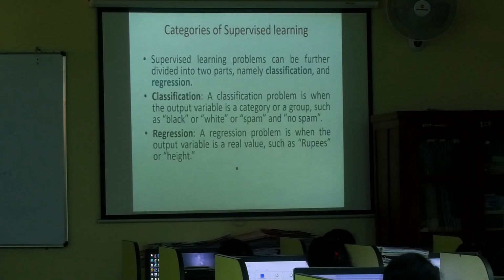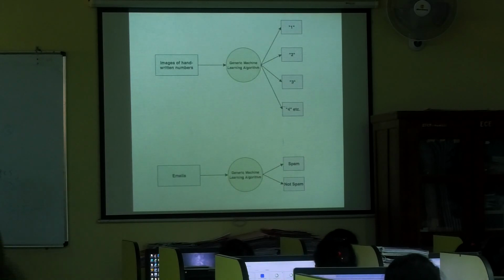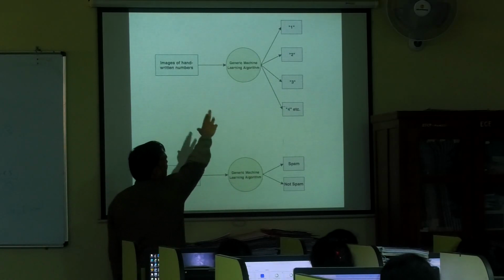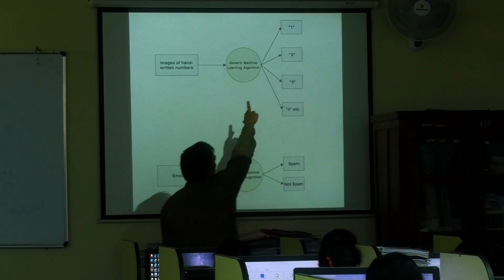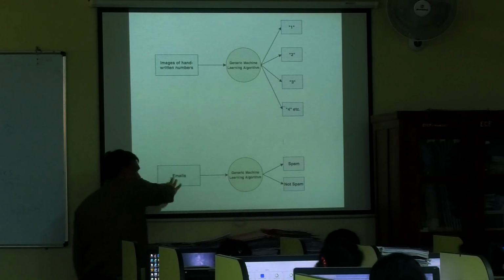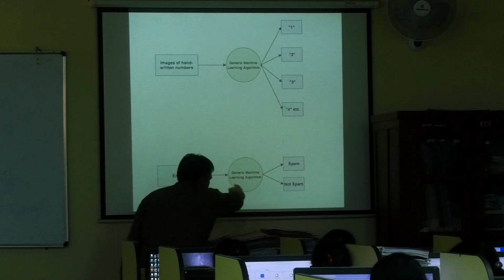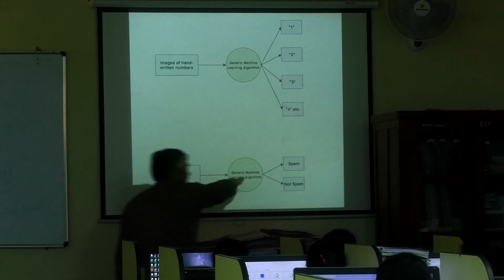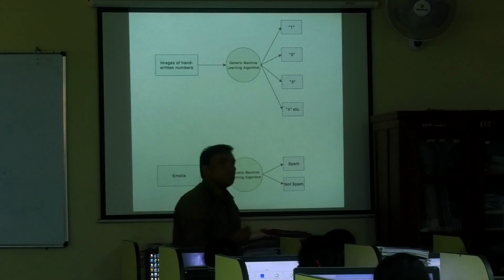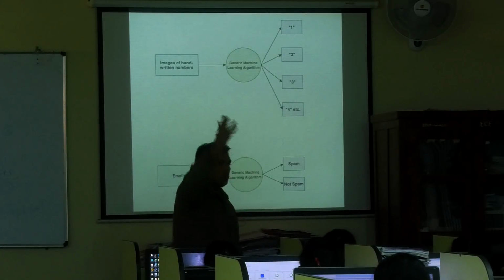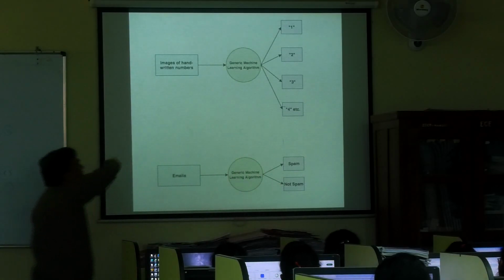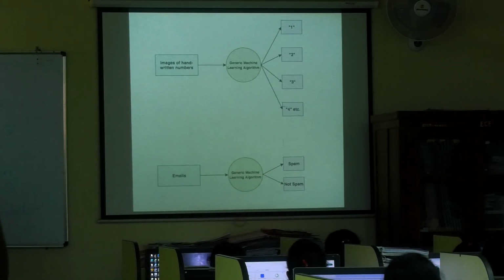So this is the case. We have images of 100 handwritten numbers. We are going to generate a machine learning algorithm and identify 1, 2, 3, 4. We are having emails, and we generate a machine learning algorithm to find which mail will go to spam and which mail will not go to spam. It will go to the inbox. So based on that we are going to classify. These algorithms will identify based on their features.